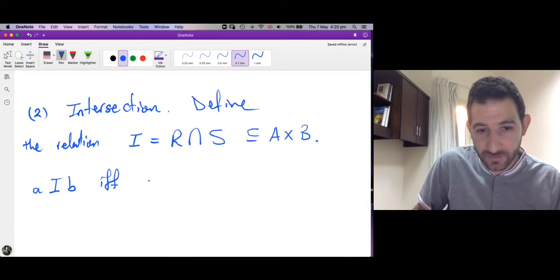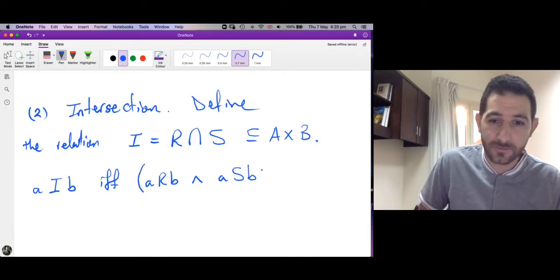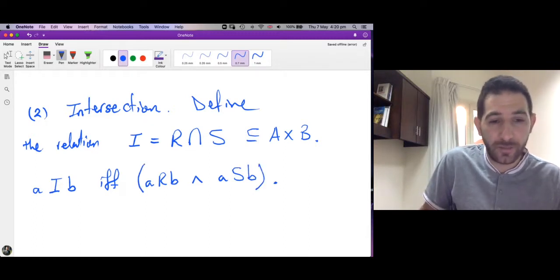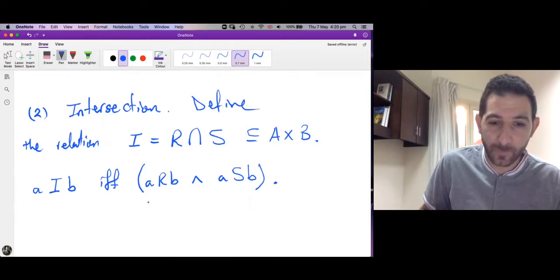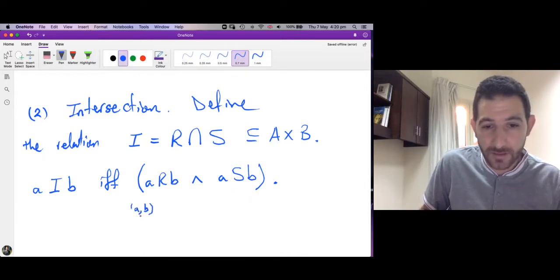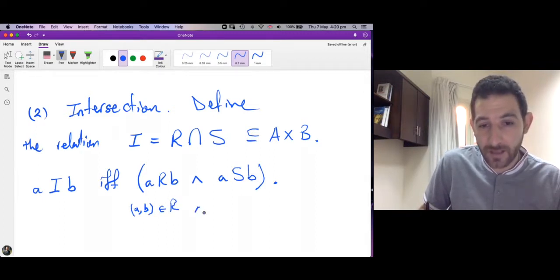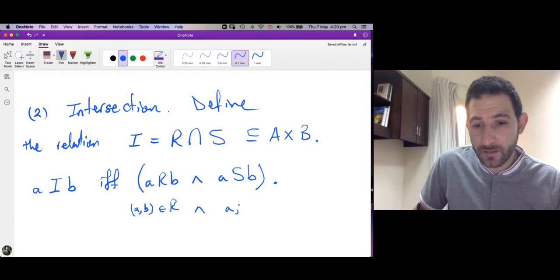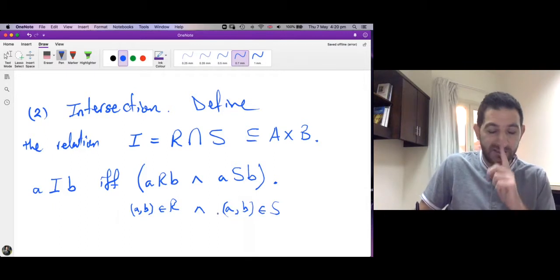This means if and only if a is related to b by R and a is related to b by S. So the pair (a, b) belongs to this new relation I if and only if the pair belongs to R and belongs to S. The pair (a, b) belongs to R, meaning that a is related to b via the relation R, and also a is related to b via the relation S, so the pair belongs to S.